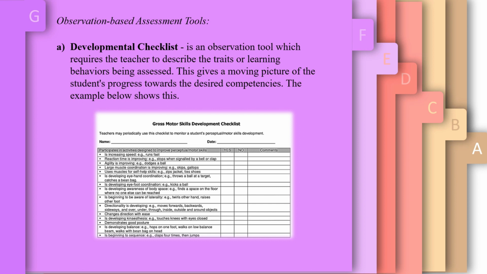Observation-based assessment tools. The first one is the Developmental Checklist. This is an observation tool which requires the teacher to describe the traits or learning behaviors being assessed. This gives a moving picture of the student's progress towards the desired competencies. The example below shows this: Gross Motor Skills Development Checklist.